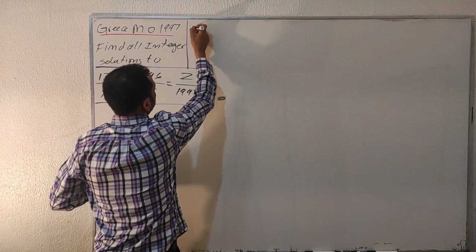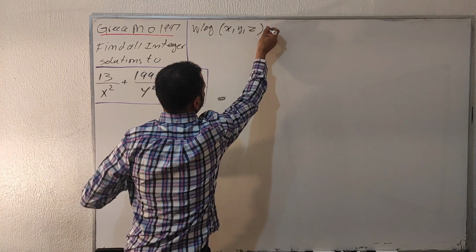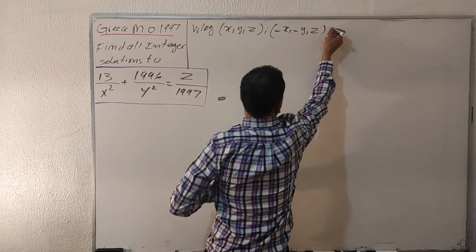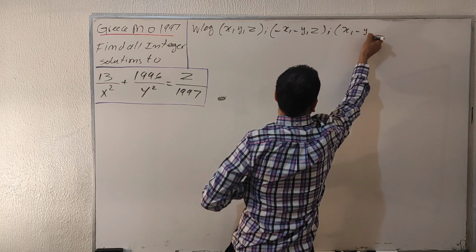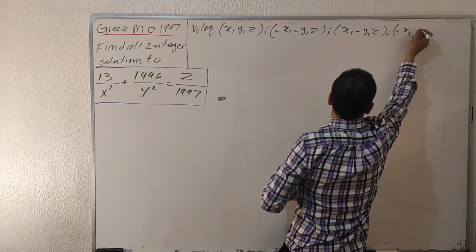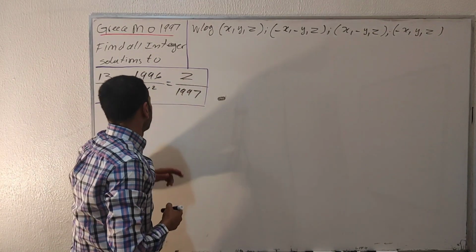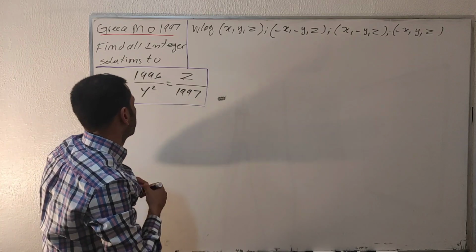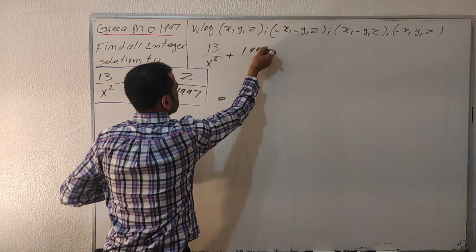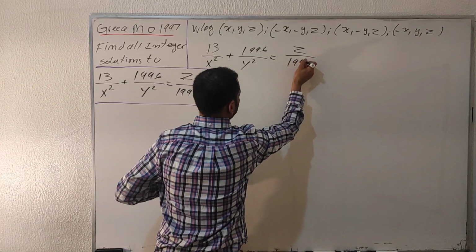Without loss of generality, if x, y and z is a solution, then minus x, minus y, z is a solution. Also x, minus y, z is a solution. Lastly, minus x, y and z is a solution. So we will have 4 pairs of solutions. Here is the equation: 13 over x squared plus 1996 divided by y squared equals z divided by 1997.